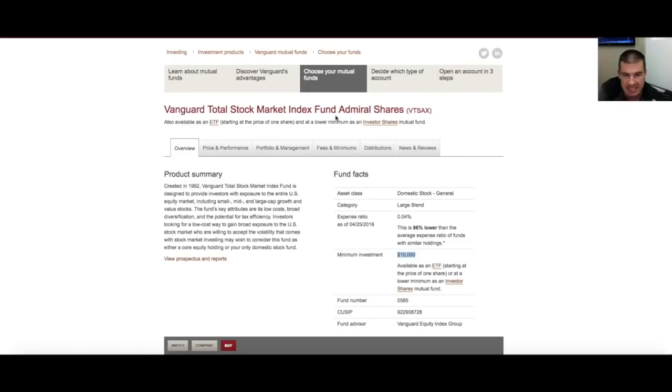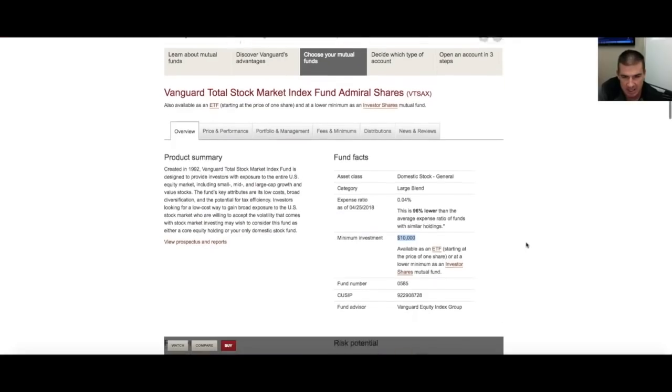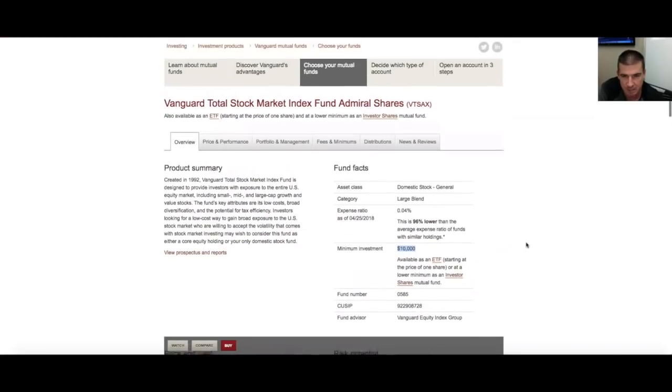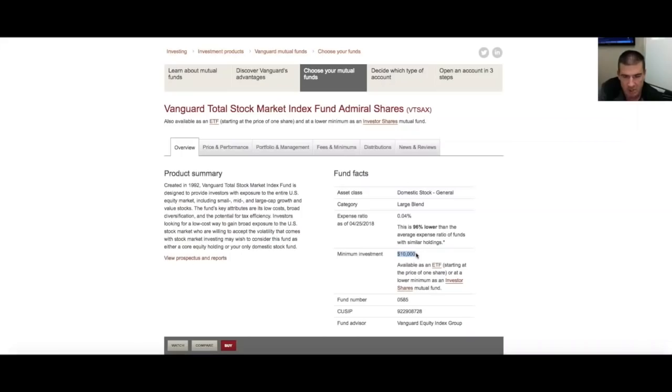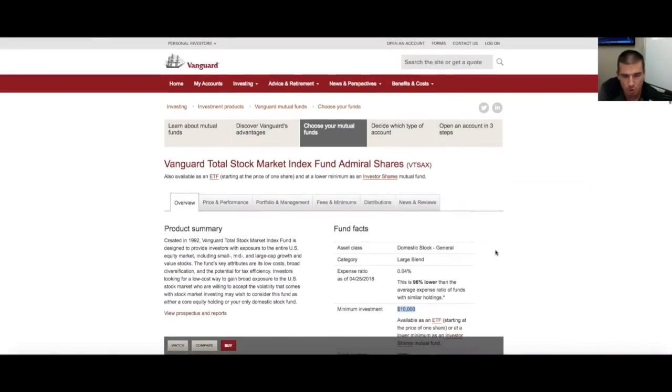Whereas the VTI, you can invest in that ETF in Charles Schwab, Fidelity, TD Ameritrade, Bank of America, Merrill Edge. Wherever you choose, you can hold that ETF, whereas this Admiral shares account does not allow you to do that. This is basically their flagship account, and it requires you to hold a Vanguard account to invest in this product. And I want you guys to think about the Admiral shares as a product.